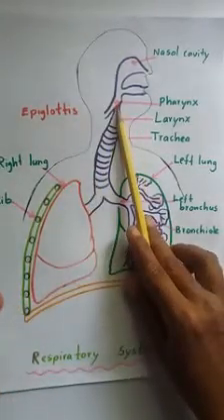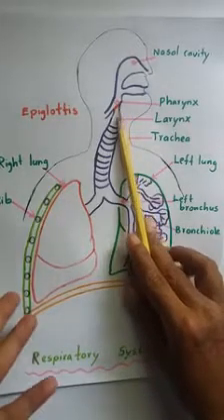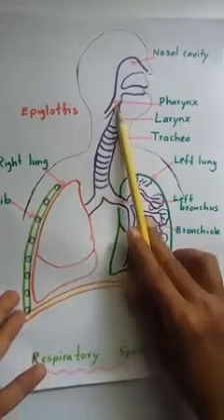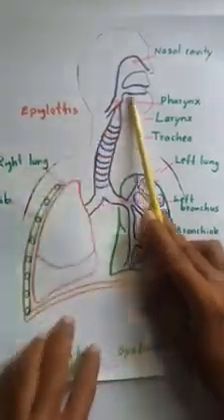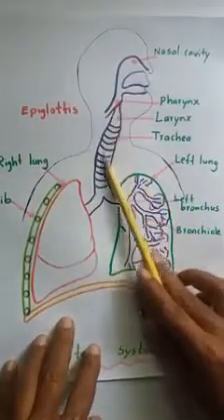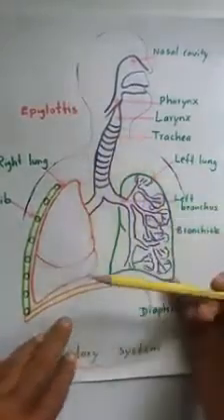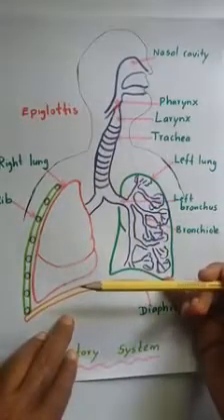What is the function of this epiglottis? It will prevent the food and the liquid from entering your trachea, right? Once you are swallowing, it will close this trachea. If not, the food will reach this part and you will even choke. So these are the parts, right?